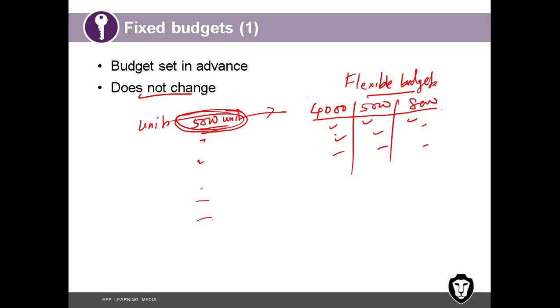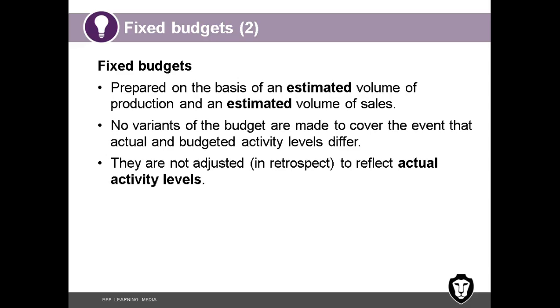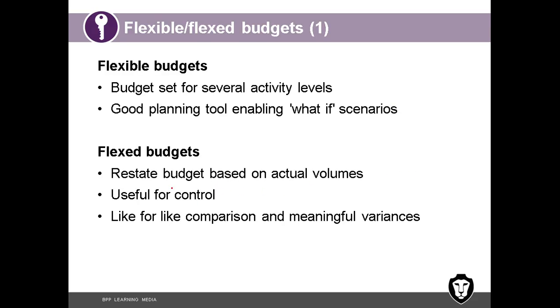So what is a flexible budget? It shows the costs and revenues for different numbers of units. Not only one number of units, it shows for different numbers of units. Fixed budgets are prepared on the basis of an estimated volume. Only one estimated volume. No variance of the budget is made. Only one budget. They are not adjusted to reflect actual activity levels. Flexible budgets: budgets set for several activity levels. A planning tool enabling what-if scenarios.